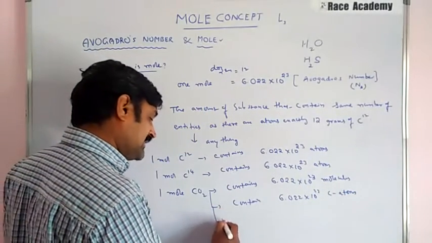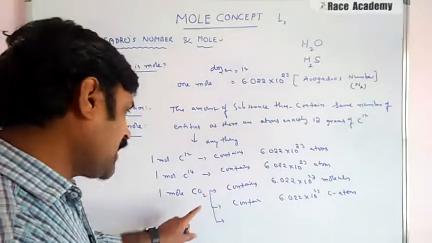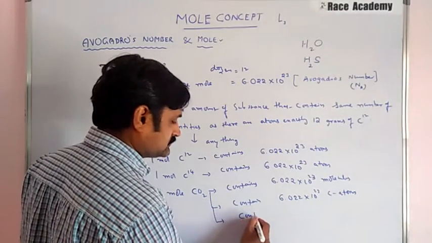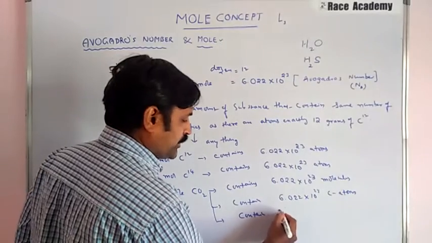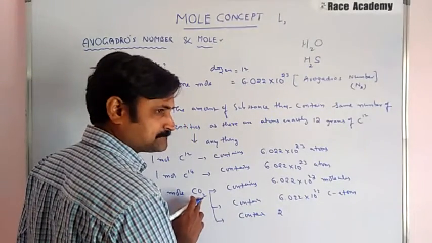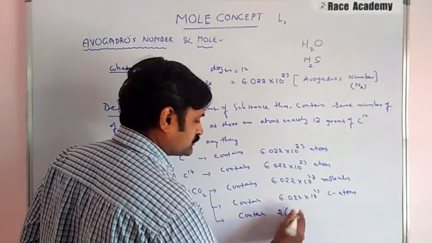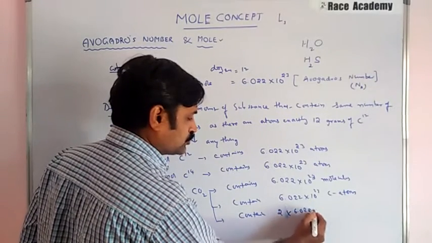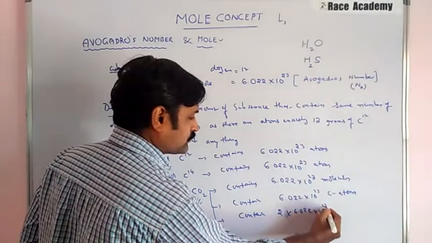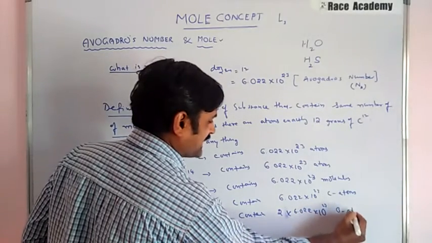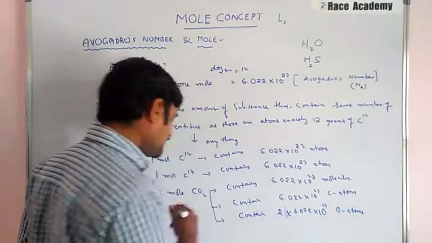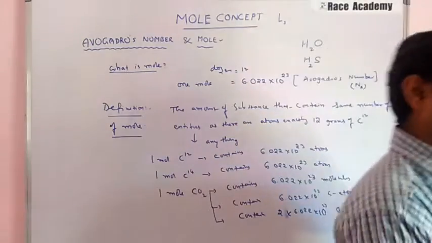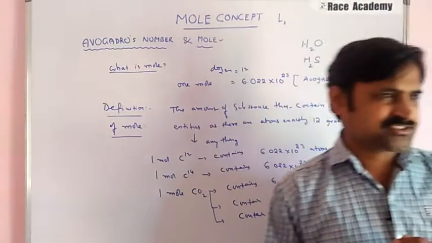At the same time, when they ask the question regarding the number of oxygen atoms, then this 1 mole of carbon dioxide contains 2 into 6.022 into 10 to the power of 23 oxygen atoms, because here 2 is there. Similarly, when you talk about 1 mole of X, they contain Avogadro number of X.